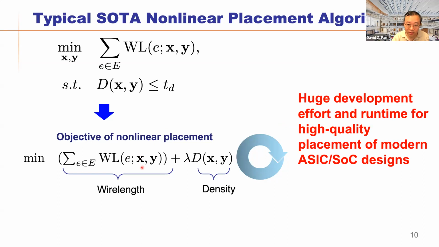The problem size is very big. You are talking about millions or tens of millions of standard cells. So it's a huge problem, and you want to have very fast runtime. So to get a good, state-of-the-art placement engine is actually non-trivial. Typically in the past, it easily took a year for people to develop it.